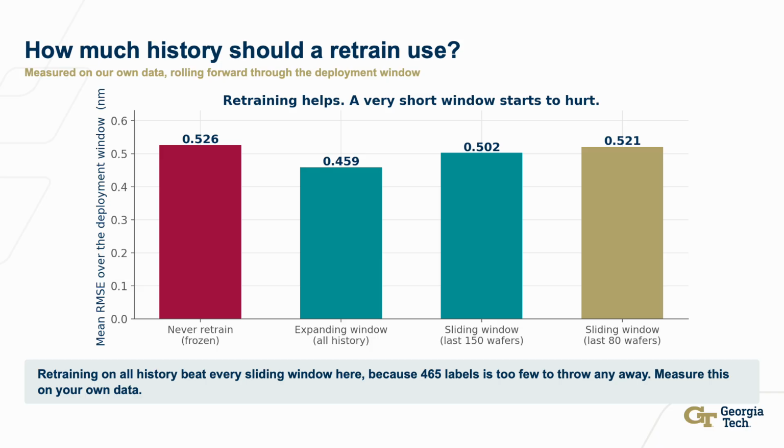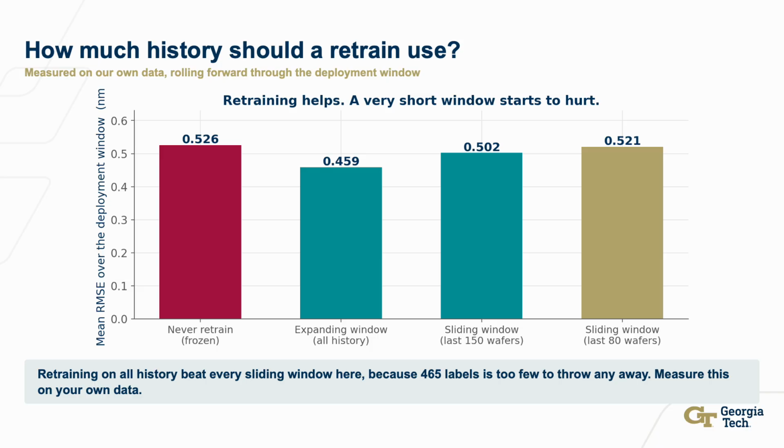Sliding window of the last 550 wafers, 0.502, worse. Sliding window of the last 80, 0.521, was still barely better than never retraining at all, which cuts against the intuition. Surely recent data is more relevant since the process drifts. It is more relevant, but we only have 465 labels in total. Throw away the history and you are fitting 8 latent components in 80 wafers, and the variance you add is larger than the bias you remove.